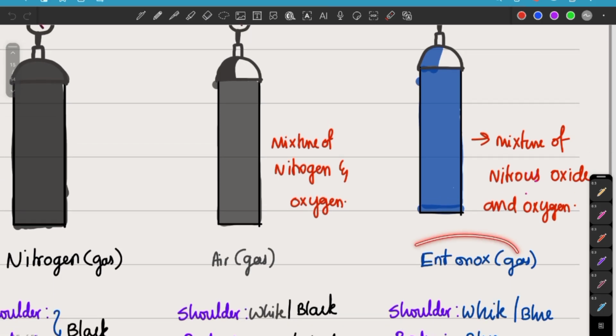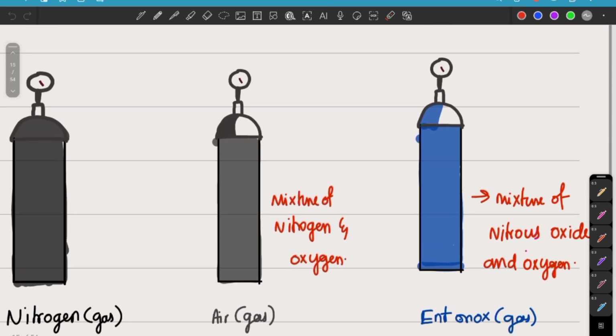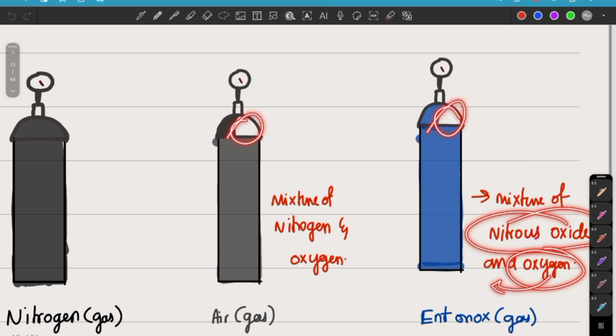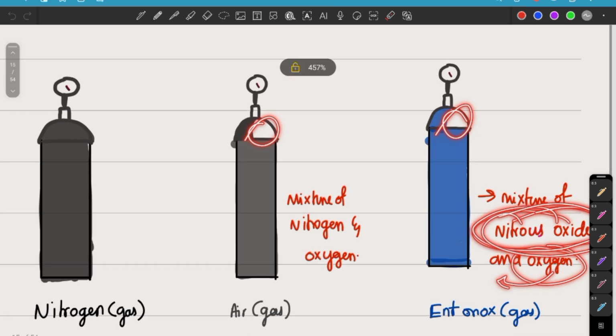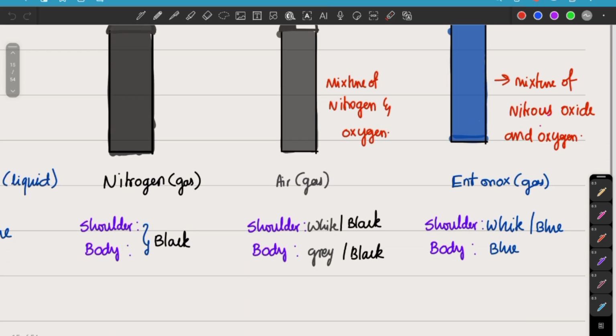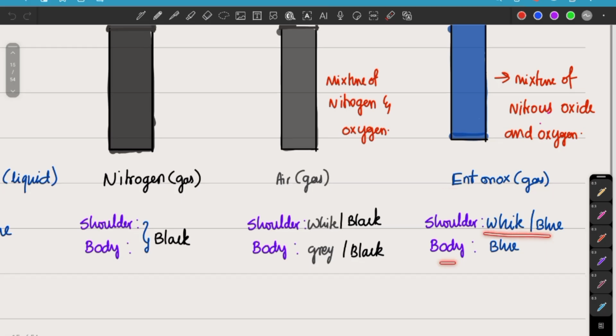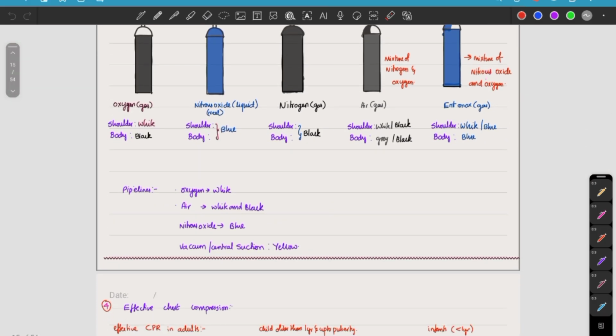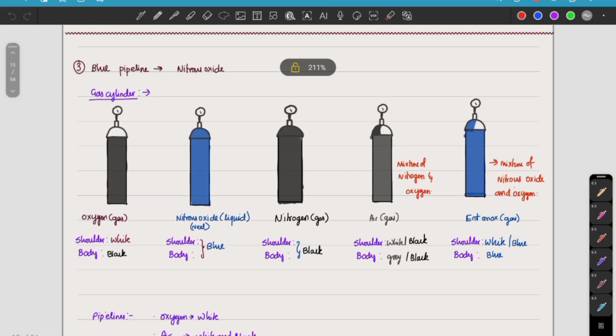Whereas Entonox gas is a mixture of nitrous oxide and oxygen. Oxygen's shoulder is white, isn't it? Whereas nitrous oxide is Neel, so blue. So its shoulder is white or blue, and the body is blue. Till now what I have told is the cylinders.